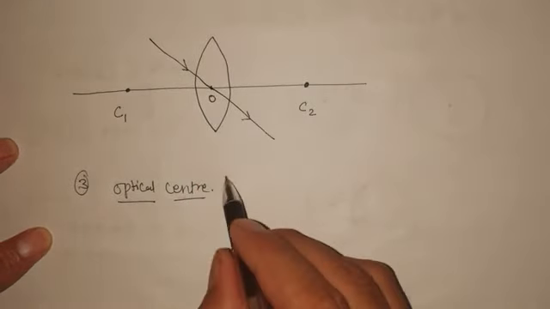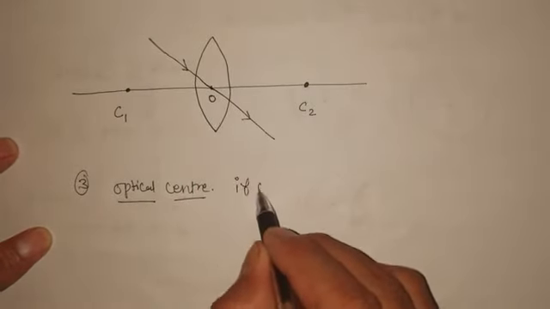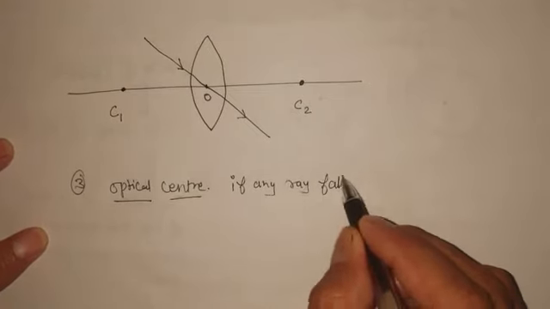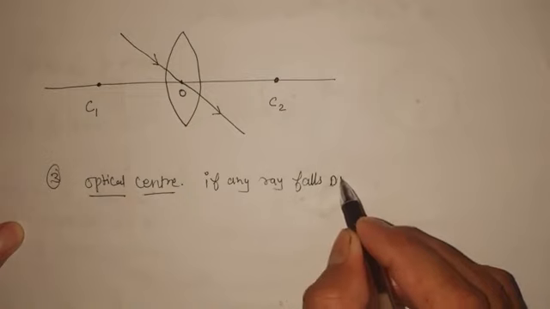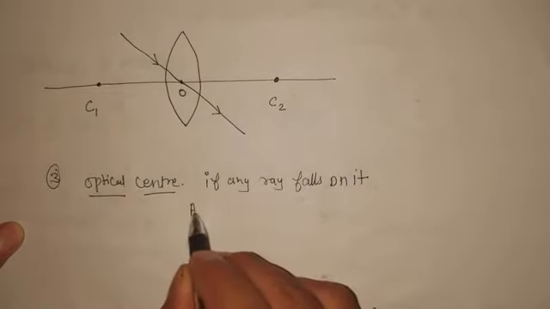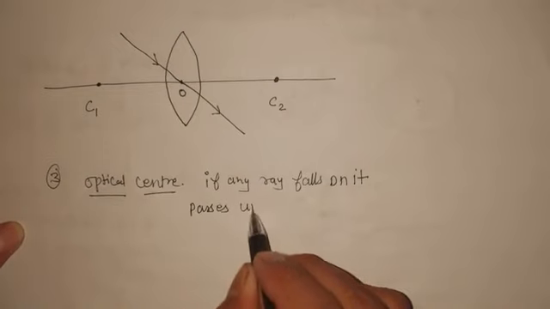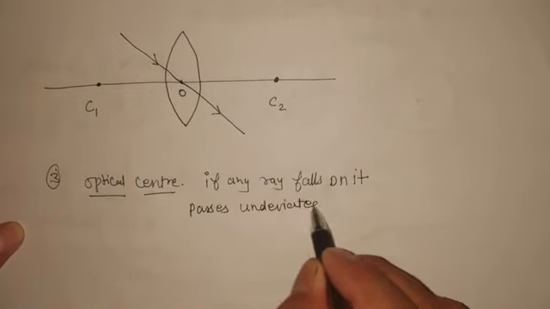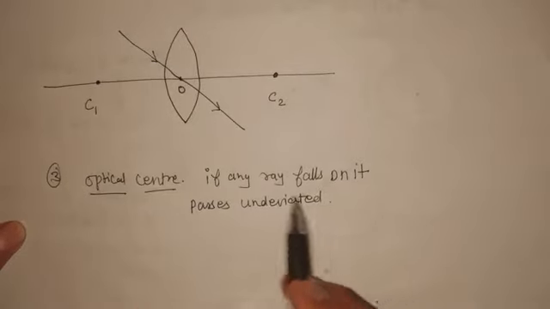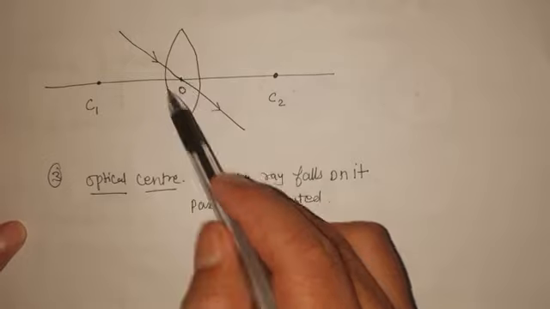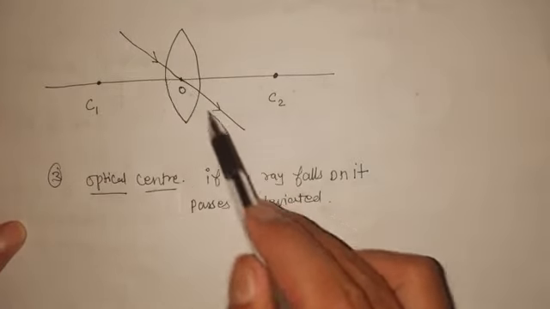So with the help of this radius we can complete the circle, we can make that spherical surface of which this is the small part we have taken. So the distance between this optical center and that C1 is said to be the radius of curvature. It is R1, I have supposed, and the distance between this optical center and that C2 is also the radius of curvature.